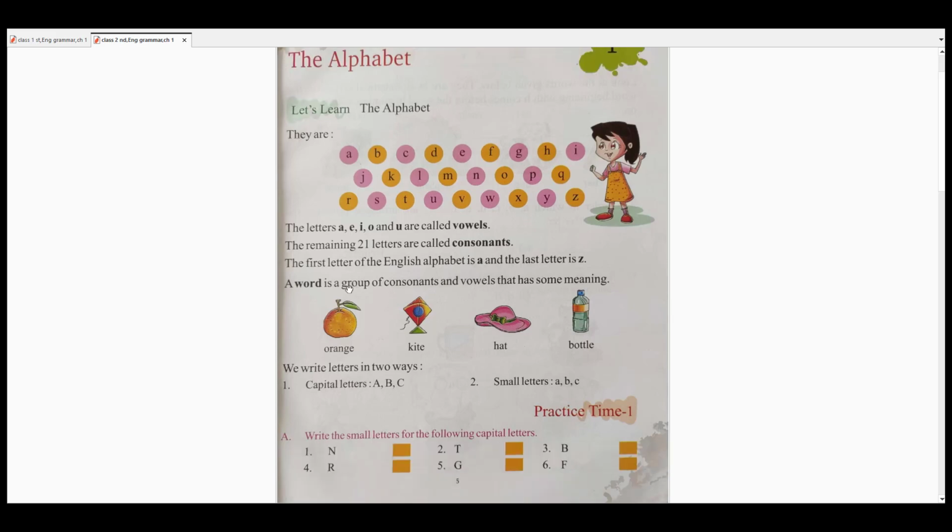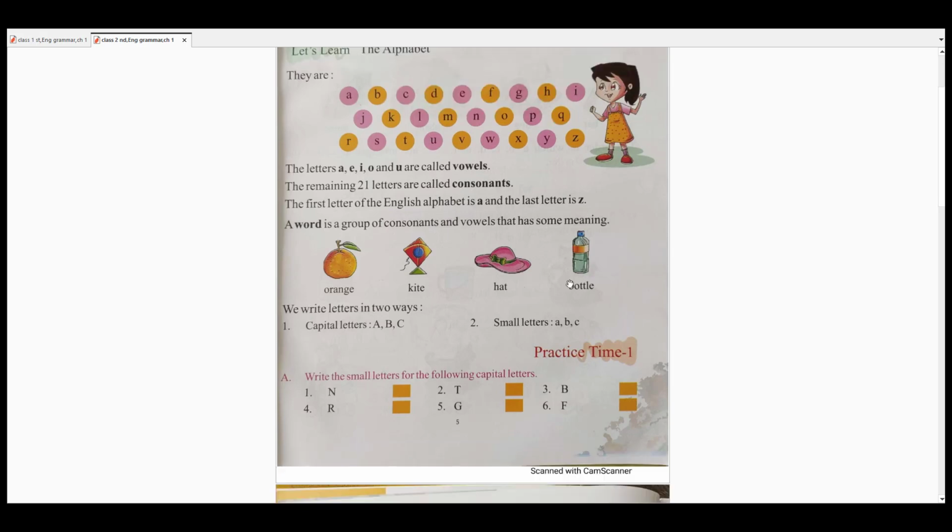The first letter of the English alphabet is A and the last letter is Z. So we arrange English alphabets in a particular alphabetical order from A to Z. After A always B comes, after B always C comes. You cannot use F after B because we follow a particular alphabetical order, from A to Z. So the first letter in the English alphabet is A and the last one is Z.